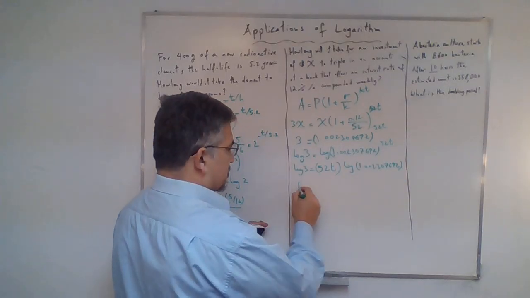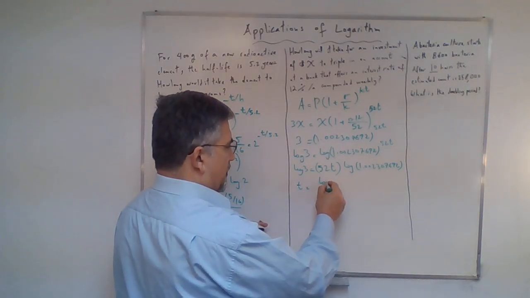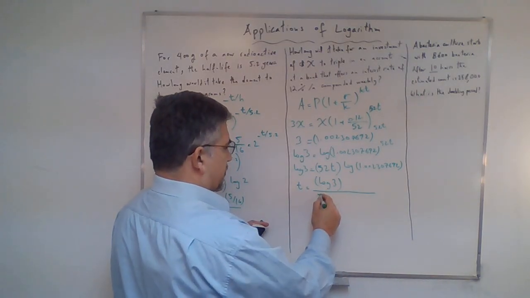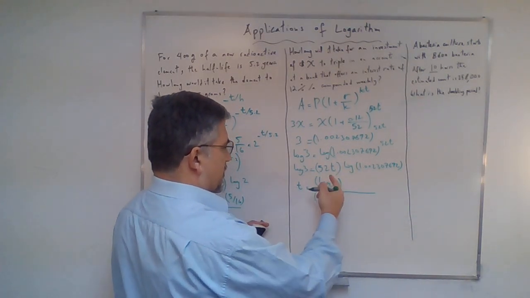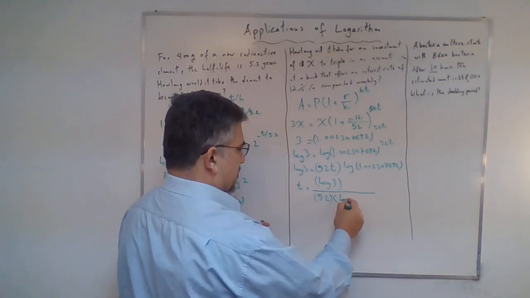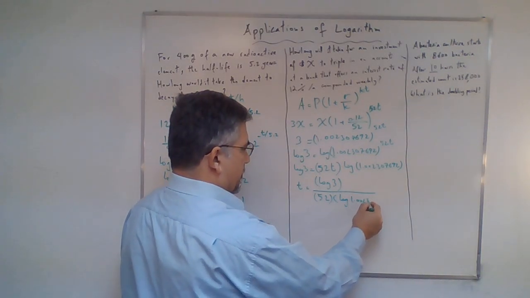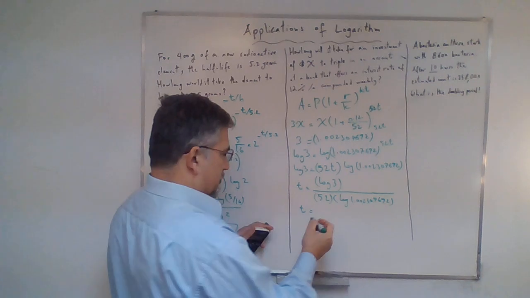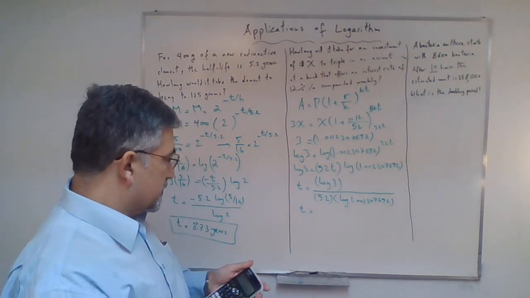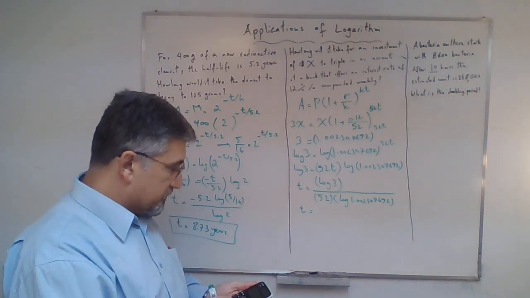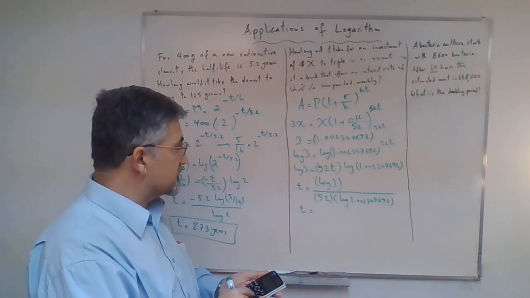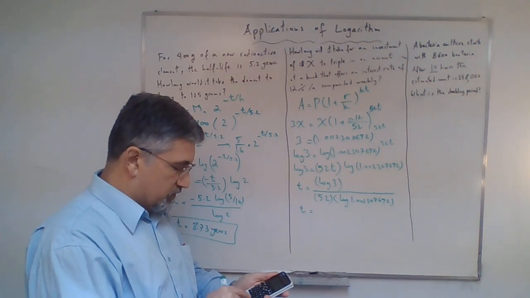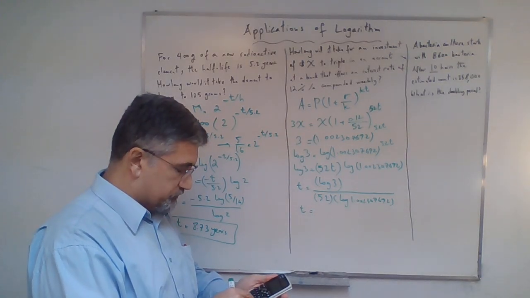So from here, t will be log of 3 divided by 52 times log of the number. Okay, so now we just need a calculator. So we're going to take the common log because the base is 10. That's what we chose. Common log of the answer.